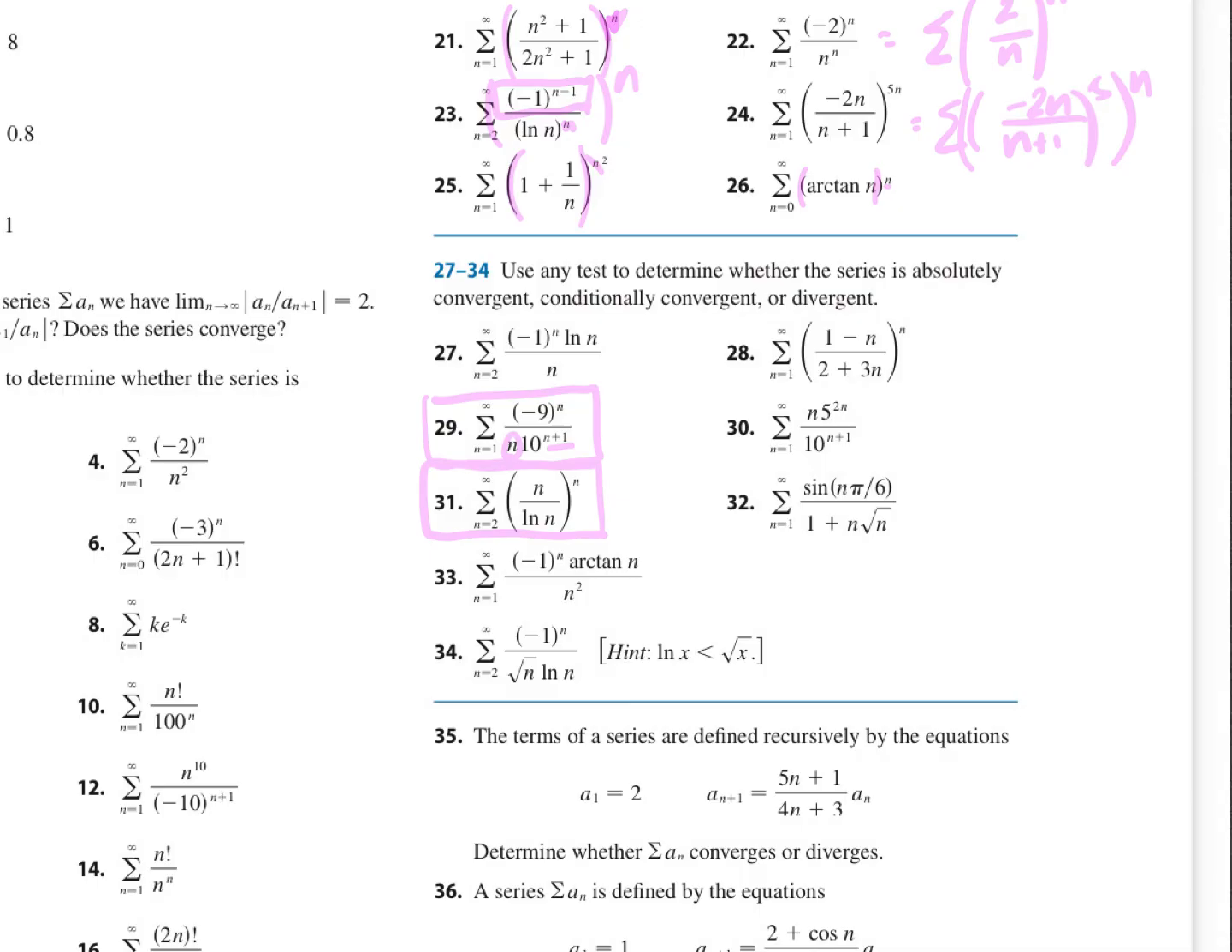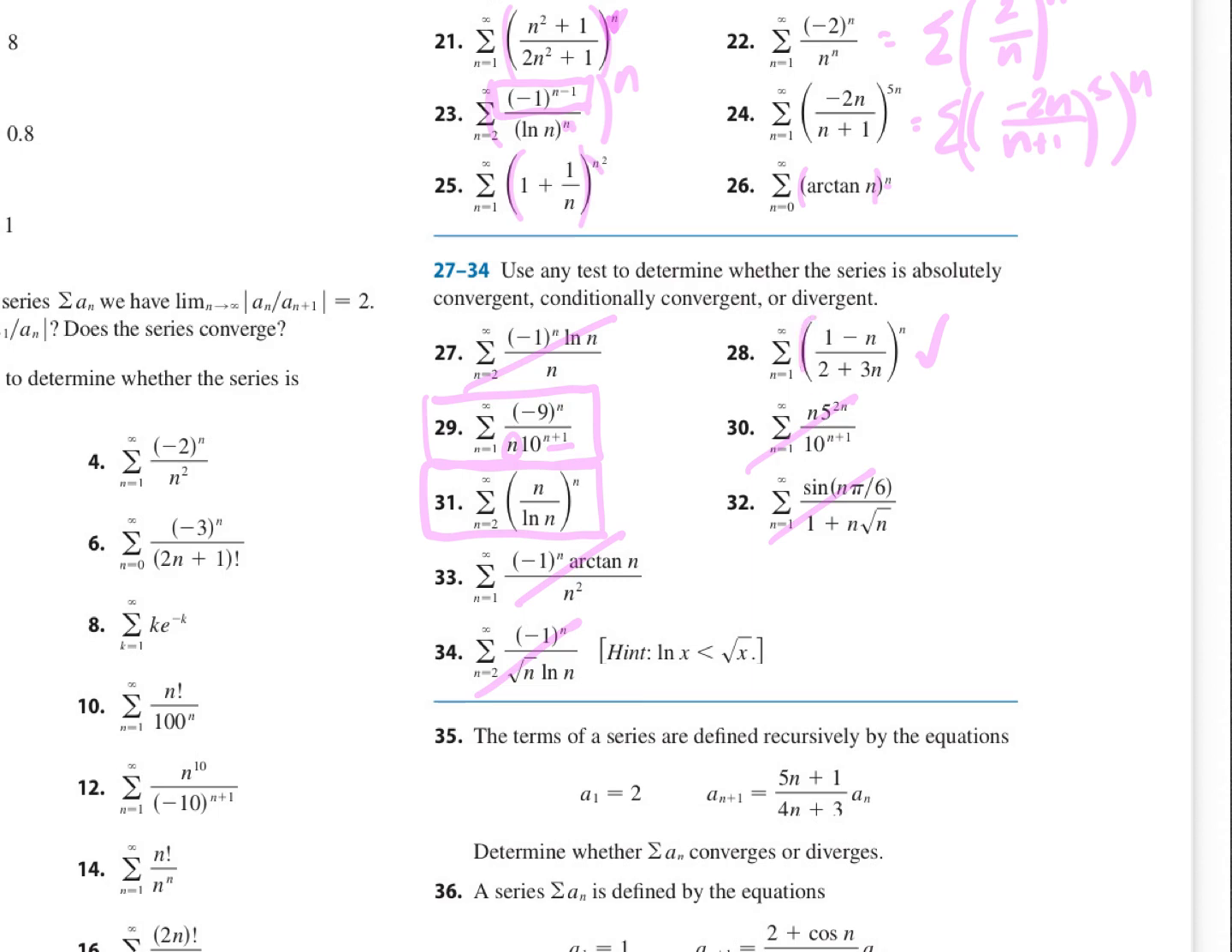So pause this video and decide which of these you could use the root test for, and then we'll come back to it. Hit pause, think about it. Okay, come back. 27 does not work. 28 does. 30 does not work. 32 does not work. 33 does not work. 34 does not work. Do you understand why?